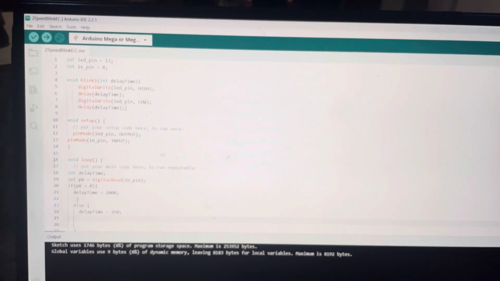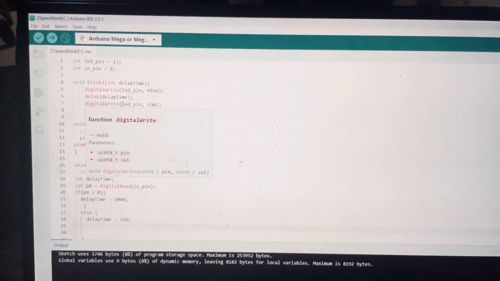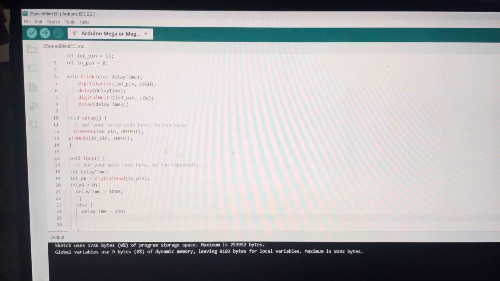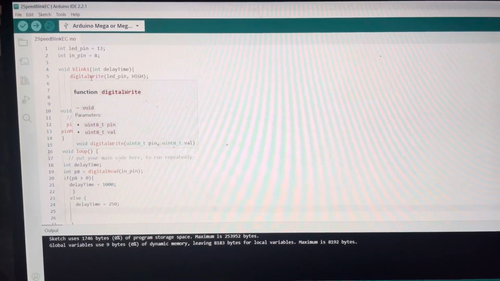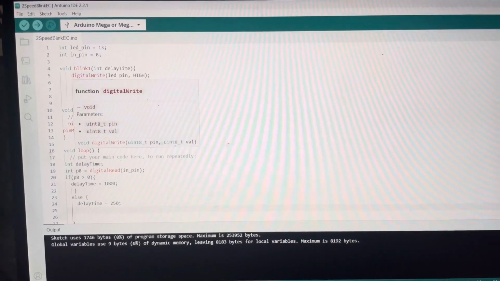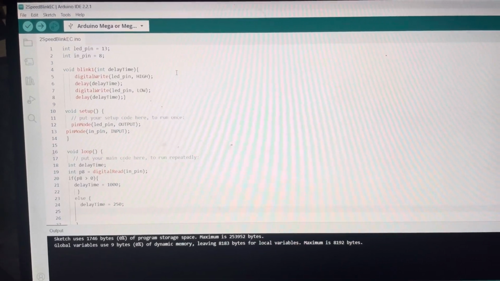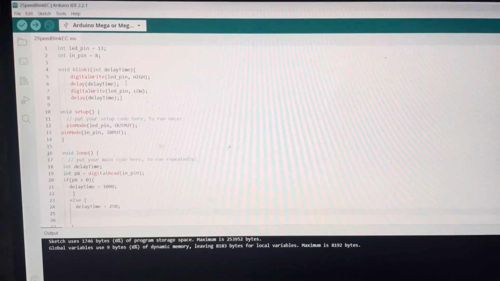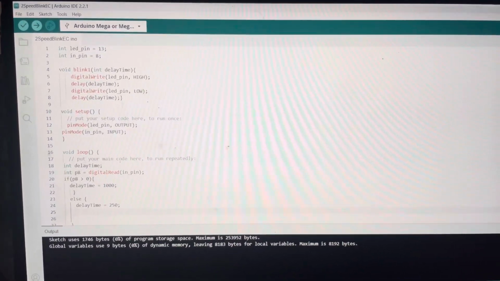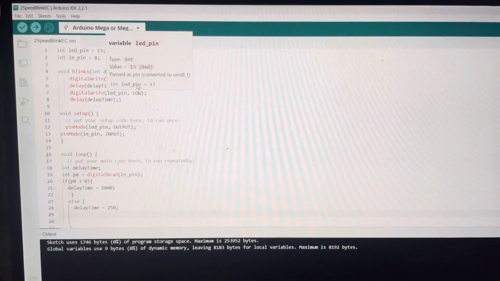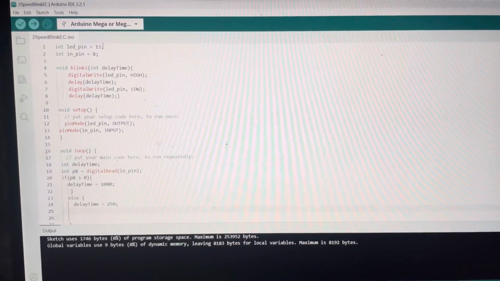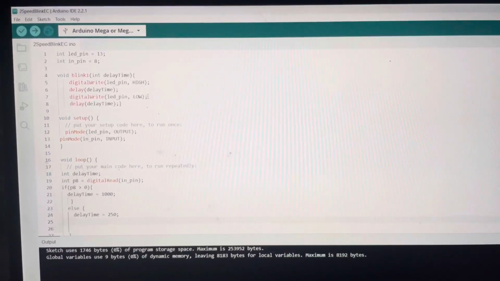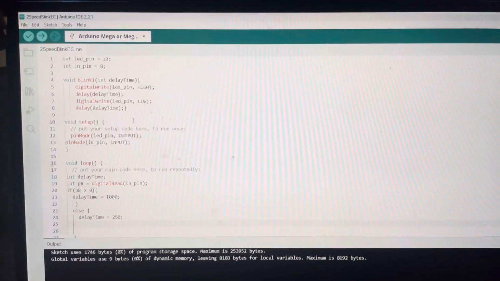Blink 1 is our function that we've written. The input is the integer delay time. In this function, we're writing LED pin high, so the input into that LED pin is high voltage for said delay time, and then after the delay time, the LED pin, which is 13, the light on the board itself, goes low, so it turns off.